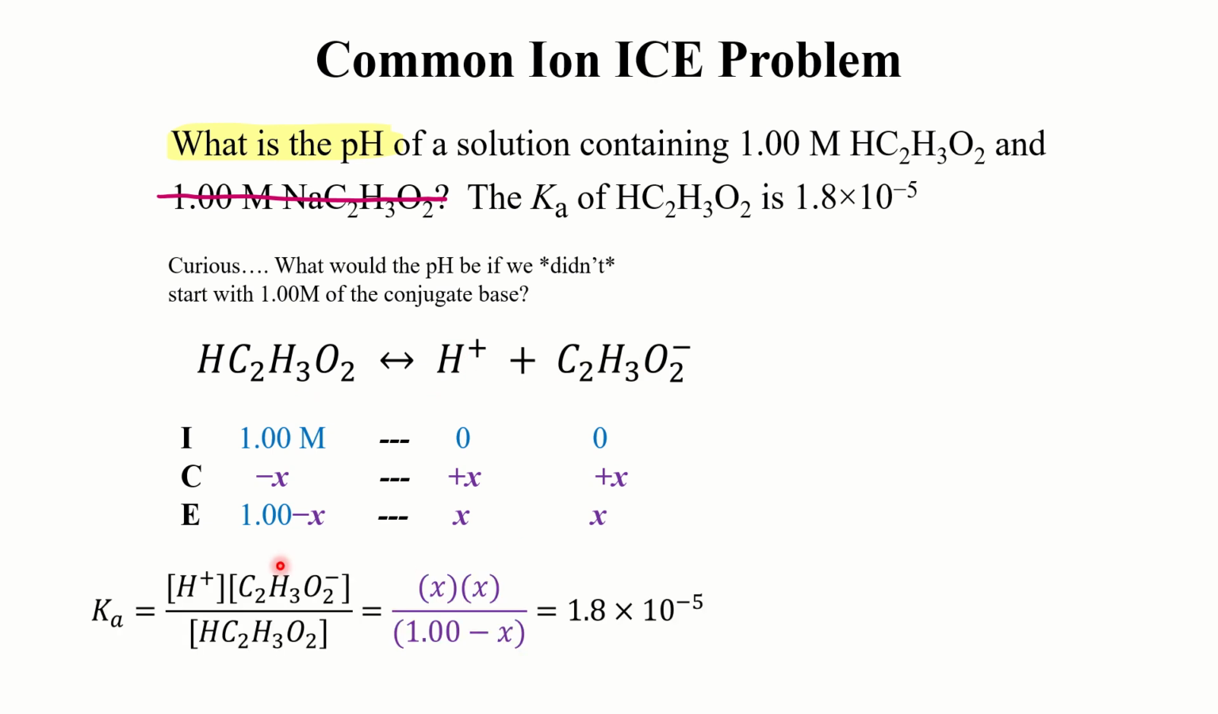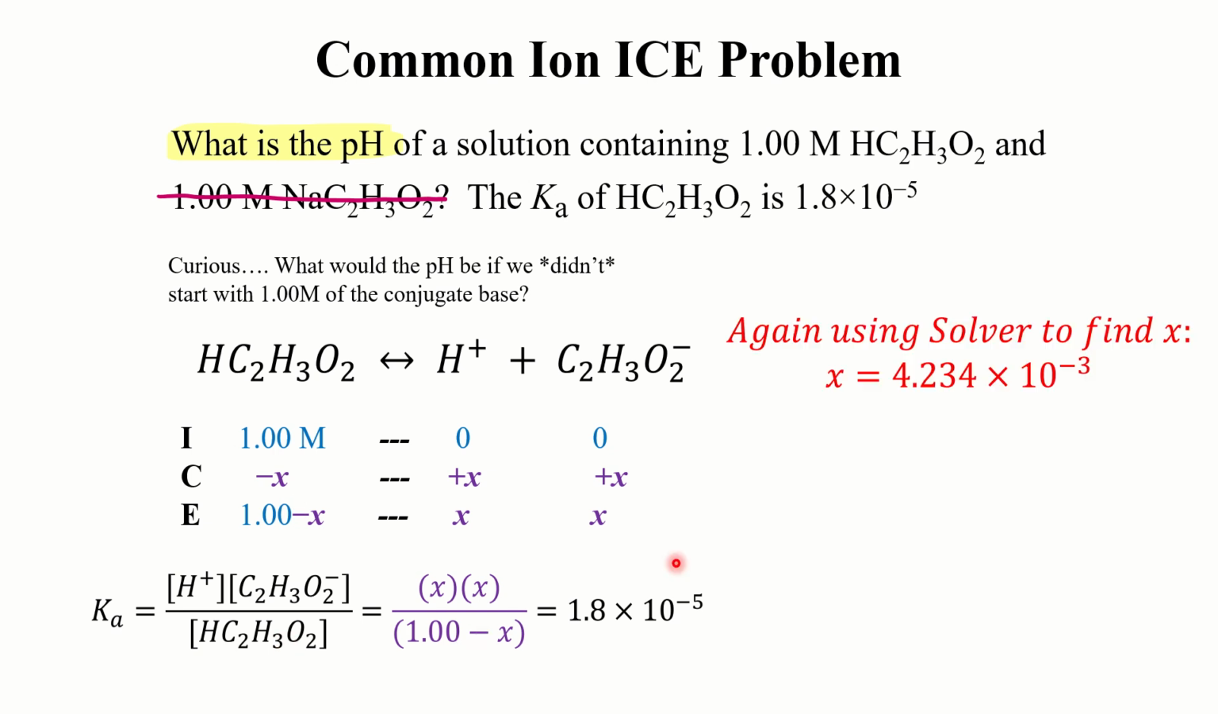We can set up our Ka expression. So this is still H plus times acetate over acetic acid. X gets plugged in for both the H plus and the acetate, and 1 minus x plugged in for the acetic acid. We can again use Solver here. The small x approximation would reasonably work well on this problem, but here I'm showing you the answer I got by working through the algebra, and I came up with x equals 4.234 times 10 to the negative third.